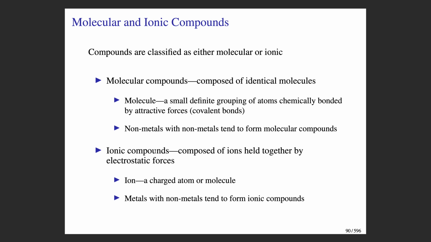Ionic compounds, on the other hand, are composed of ions, which are charged. And these ions are held together by electrostatic forces. So an ion is a charged atom, or it's a charged molecule. And typically, the types of elements that come together to form ionic compounds are when metals form compounds with nonmetals. So metals and nonmetals tend to form ionic compounds together. Nonmetals bonding to nonmetals tend to form molecular compounds.